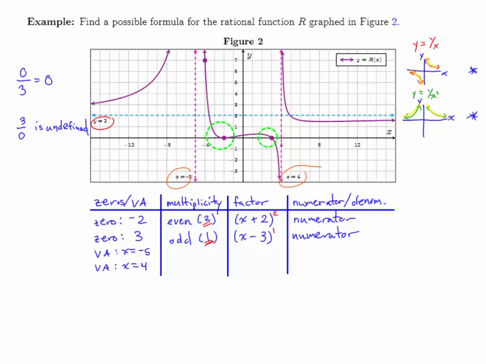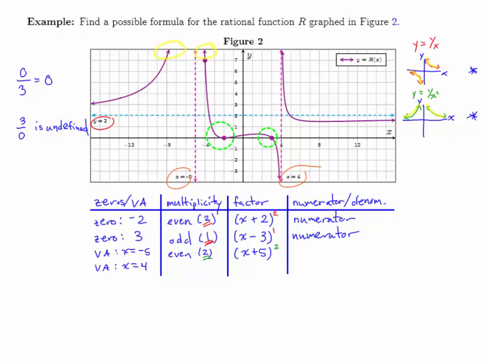When I look at the vertical asymptote of x equals -5, I can see that both of these arrows are pointing up. So that tells me that the related factor needs to occur an even number of times, and I'm going to assume 2. So I'll have the factor x plus 5, squared, again relating to that 2.